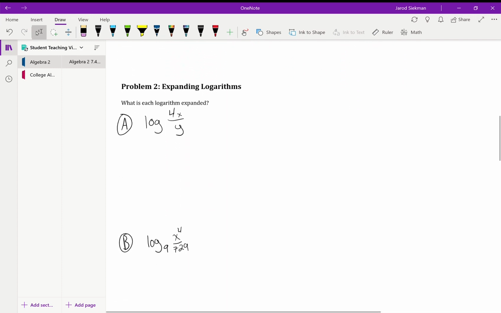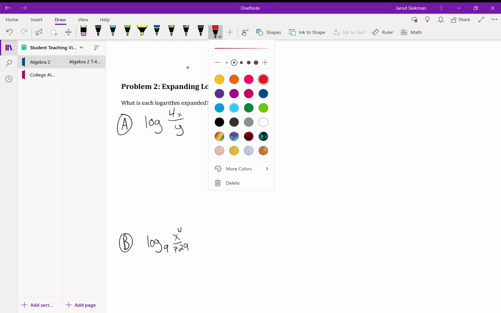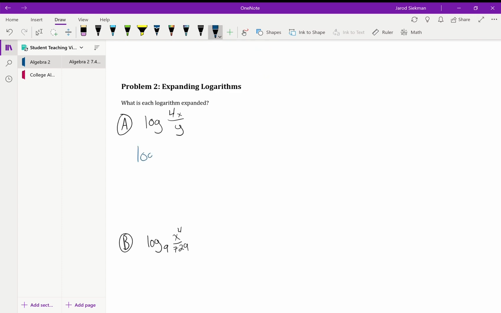Now we're going to look at expanding logarithms, so we're going to be going the opposite way. We want to write what each logarithm is expanded. So we have this logarithm, log of 4x over y. Now we can use the quotient rule to expand this, and that quotient rule says log of 4x minus log of y.